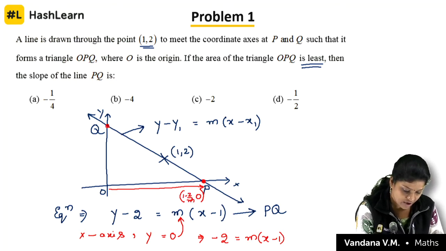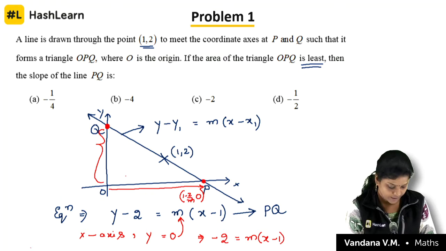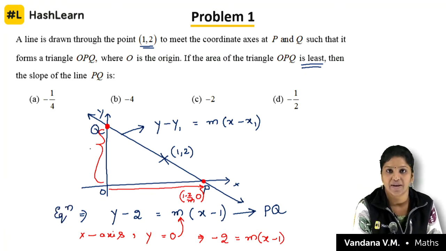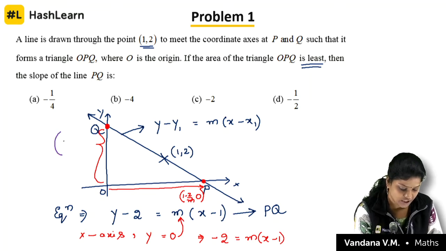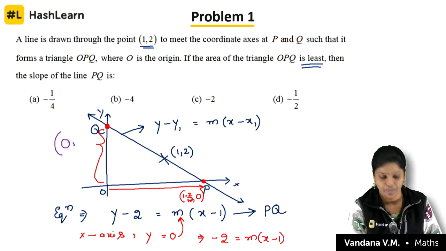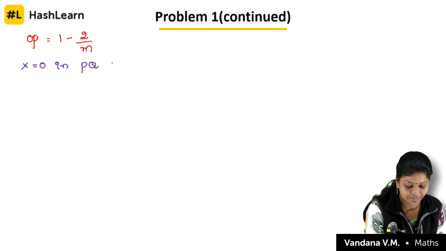Now I can write this point as 1 minus 2 by m. In the same way, you can find the y-intercept, that is the distance from O to Q. It is meeting the y-axis, which means the x coordinate becomes 0. So please substitute x equal to 0 in the PQ equation.